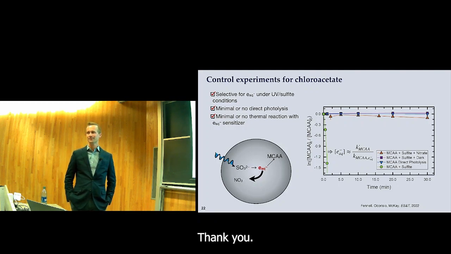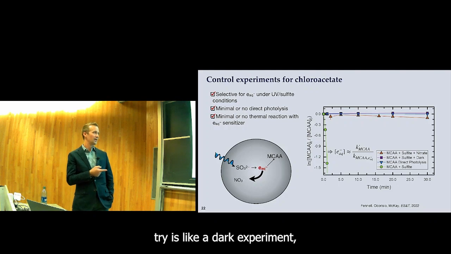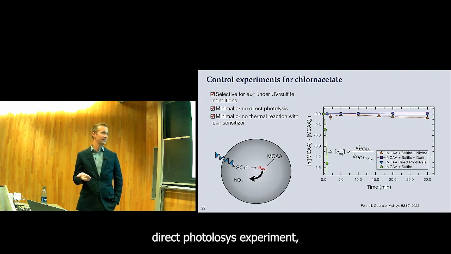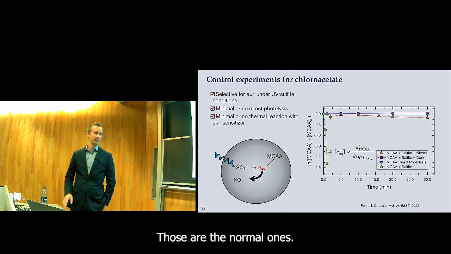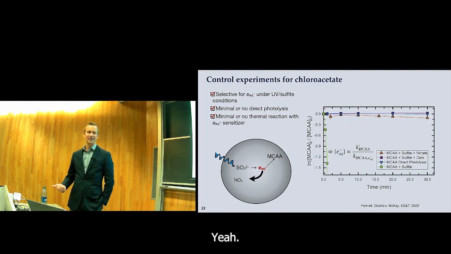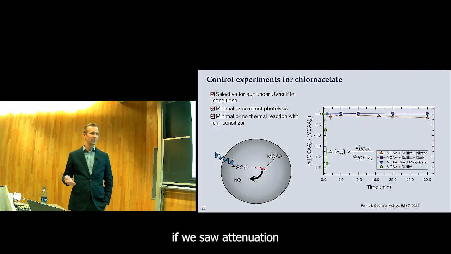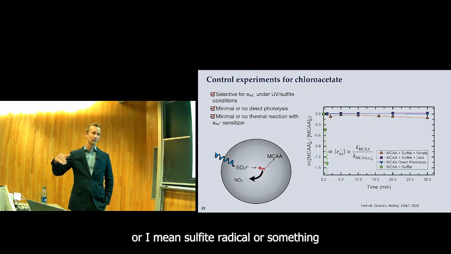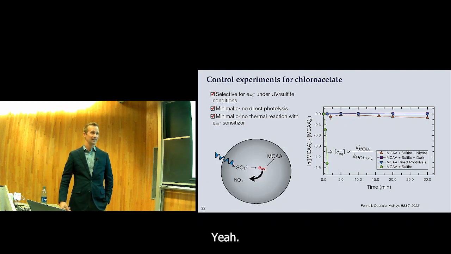Thank you. These are the experiments you would typically try: a dark experiment, a direct photolysis experiment, and then a quencher experiment. Those are the normal ones. So this reduction, when you had nitrate, still considered? Yeah, exactly. If we saw attenuation when nitrate was present, we thought, well, something else is going on, whether it's a sulfite radical or something else.